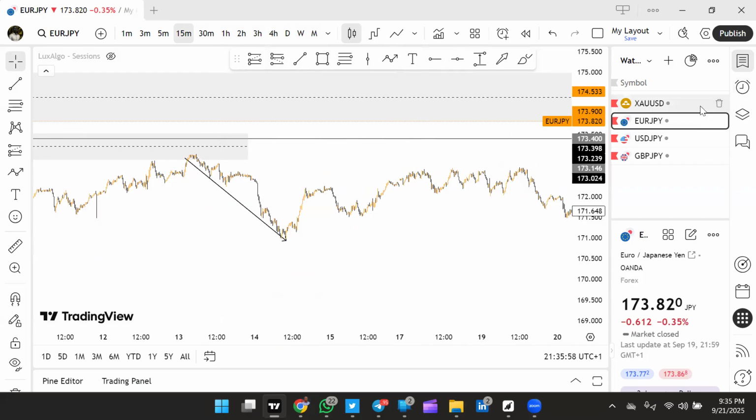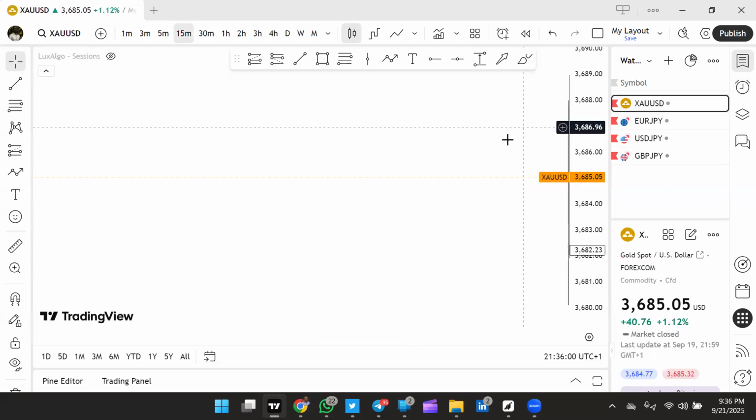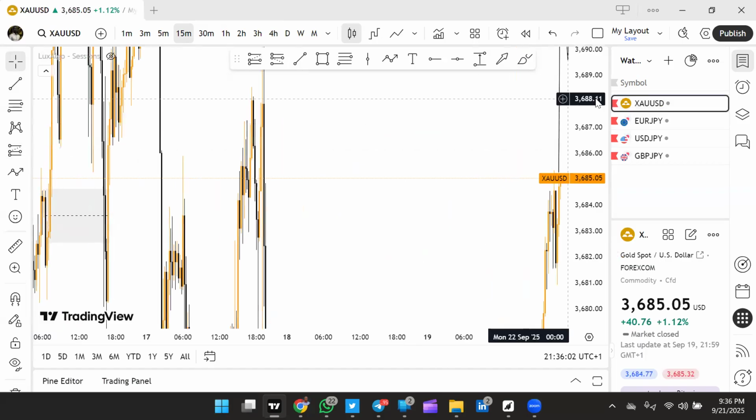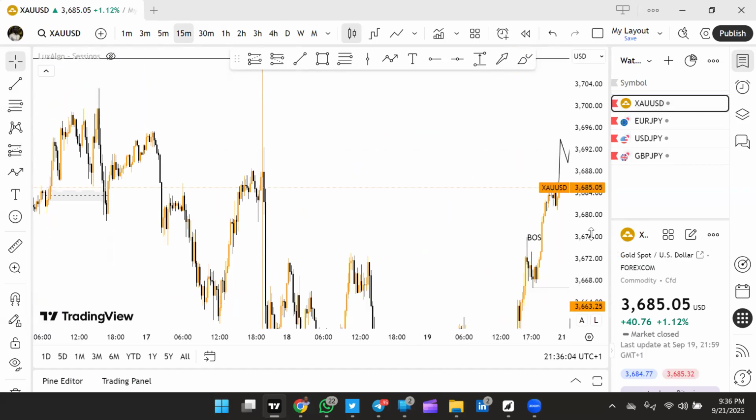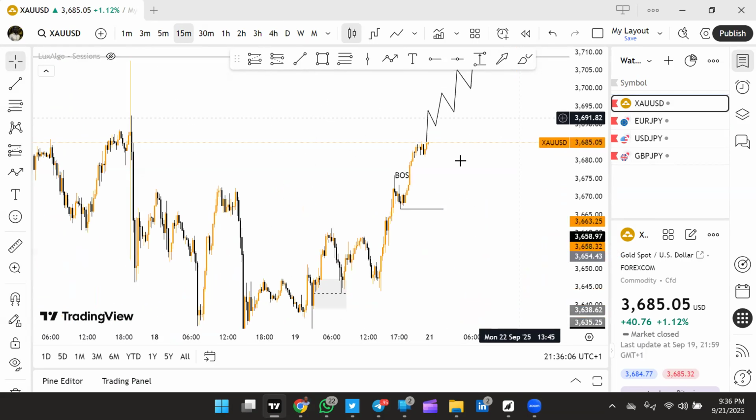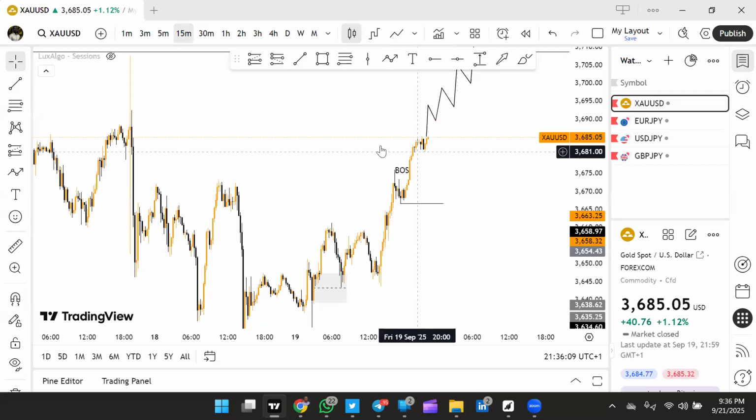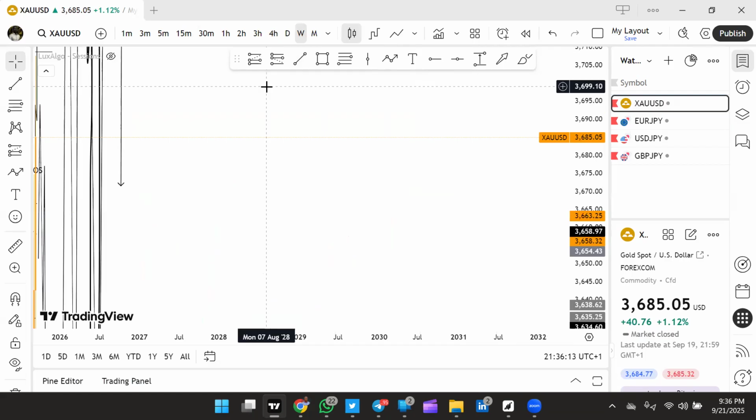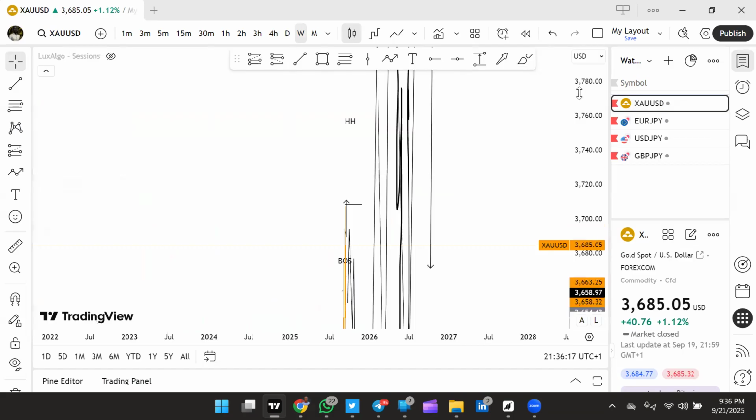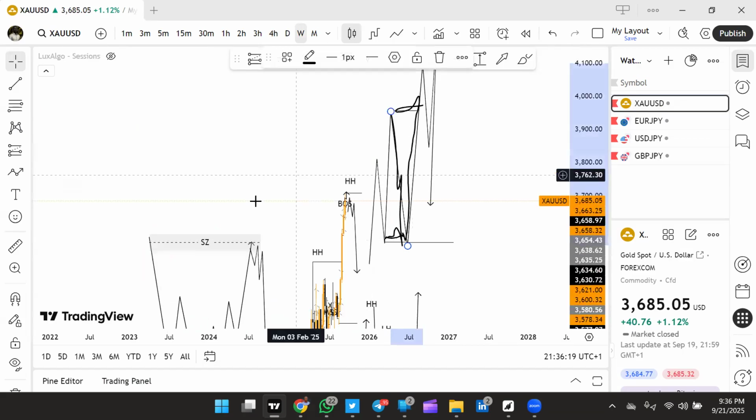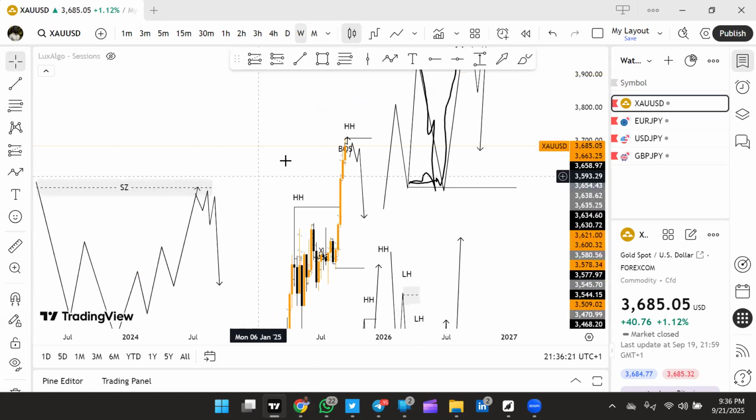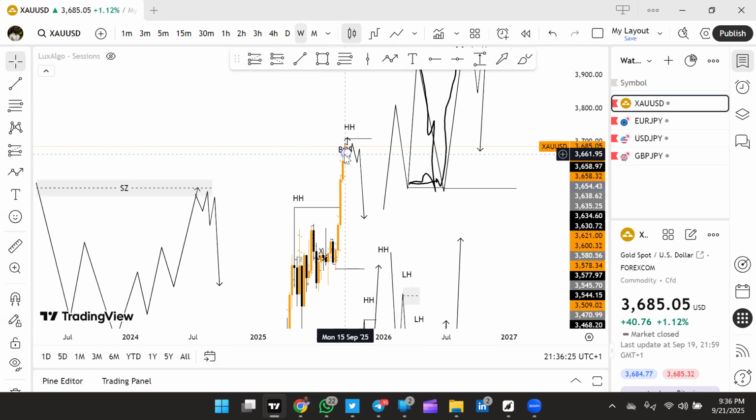You start from the weekly. You identify the direction of the market. Where is the market going? Then look to your left side. Is there any key level that market will react from? Is there any zone that market will react from? That's the essence of starting from the higher time frame.